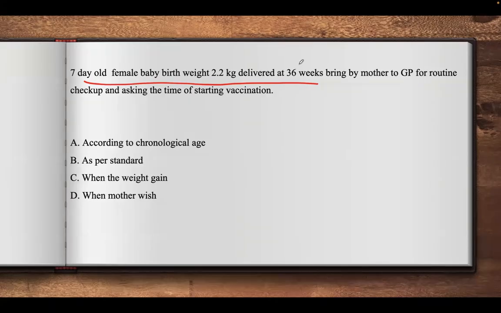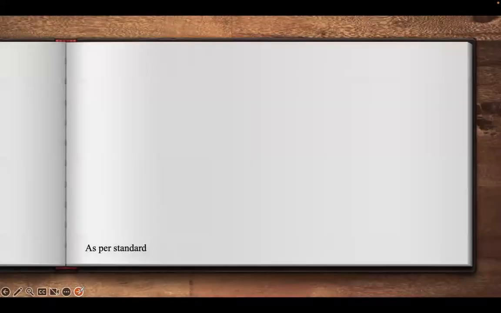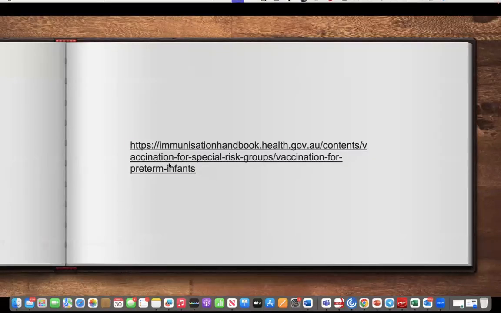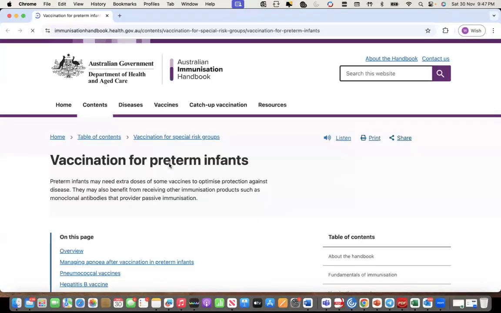As per standard, there is no criterion for weight gain, unless there is an extremely premature baby, which is a different thing. But that baby was 36 weeks and the weight was 2.2, which is reasonable. When the mother wishes, no. So the answer for this is as per standard. This is from the immunization handbook, and all the options are what we have just discussed.